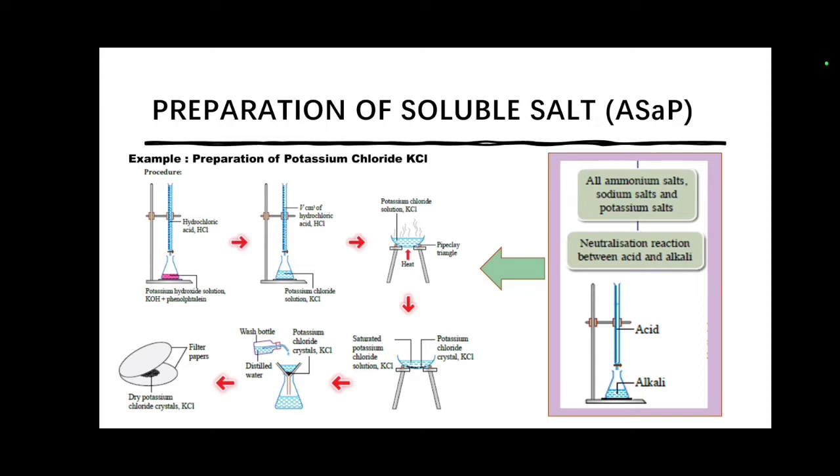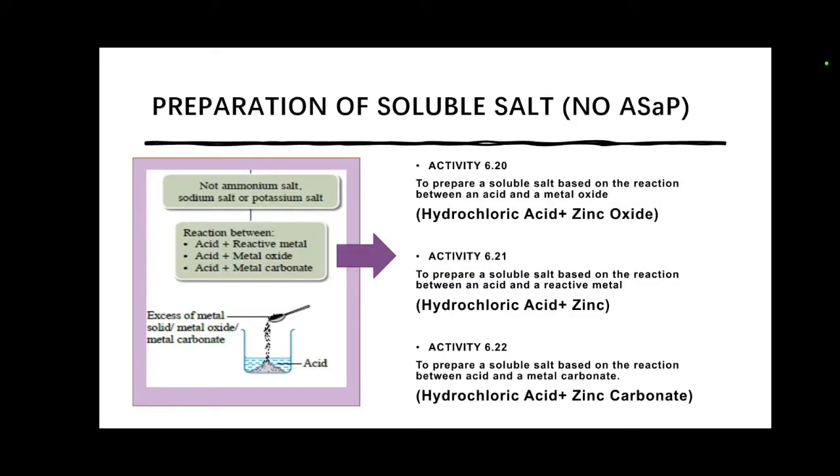For example, the preparation of potassium chloride uses hydrochloric acid solution and potassium hydroxide solution as the reactants. Soluble salts, which are non-ASAP, can be prepared by using one of the following reactions. For example, we want to prepare zinc chloride salt.